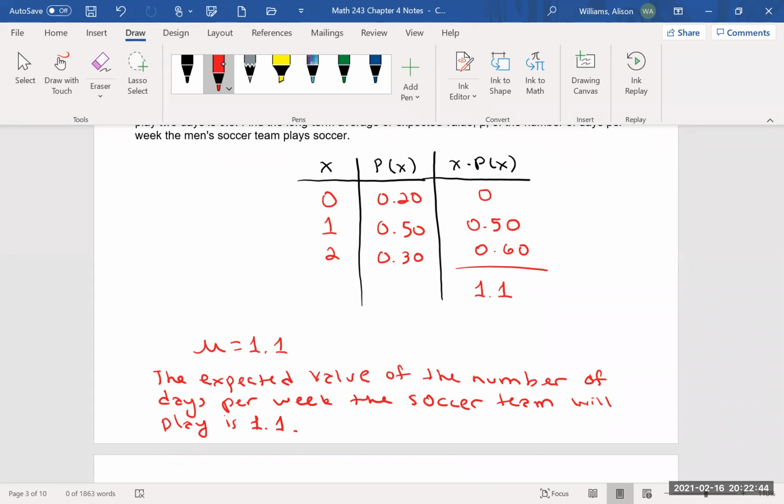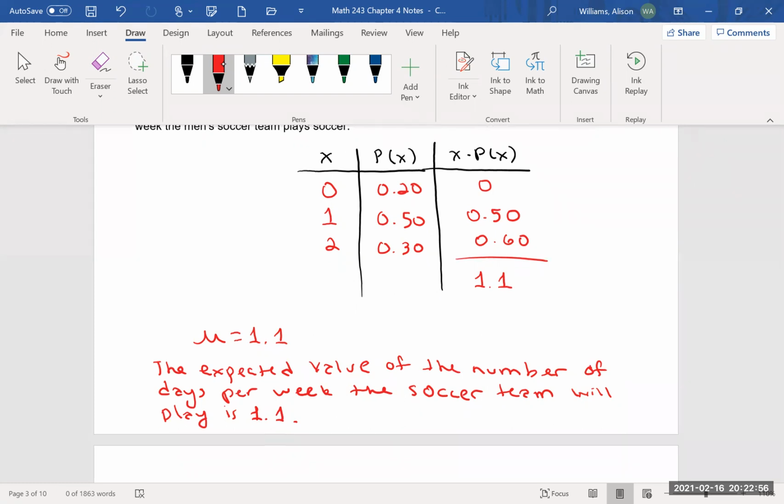But the 1.1 comes in because we're saying it's not exactly 1 day a week. It's not always 1 day a week. Sometimes they play 2 days a week. And that does affect this average, this long-term average.